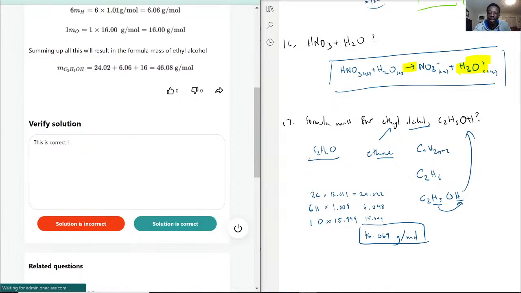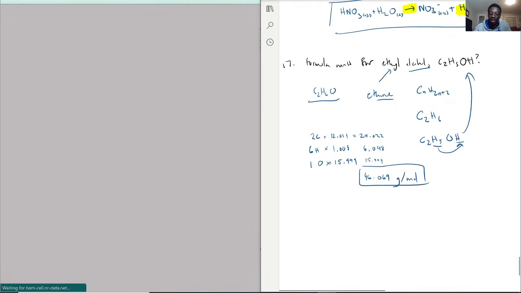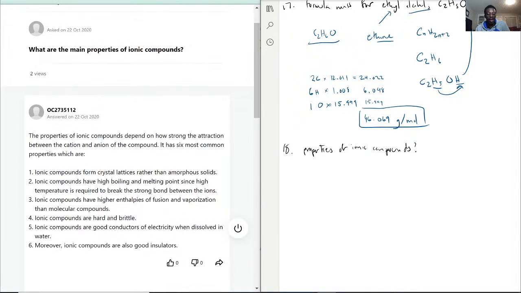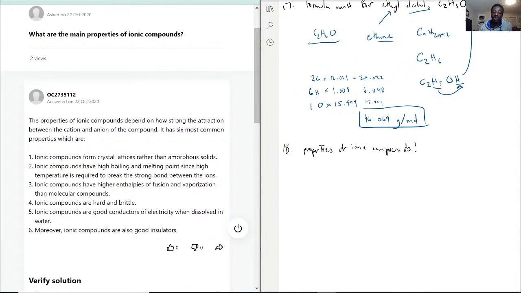So now let's move on to question number 18. What are the main properties of ionic compounds? So let's refer here to what they have. Okay, the properties of ionic compounds: first thing I have to mention that I don't see is that it's between a metal and a non-metal on the periodic table.